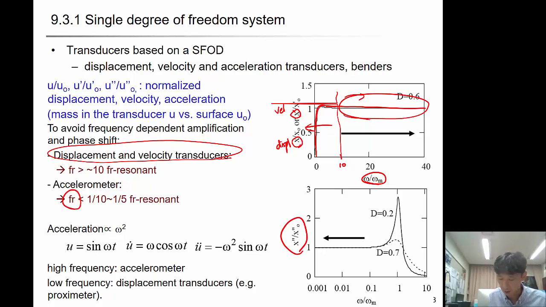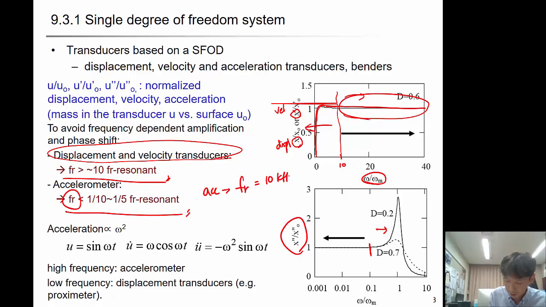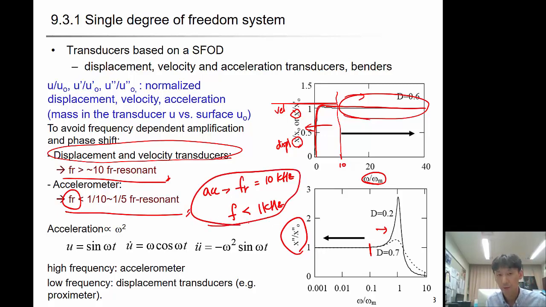For the accelerometer, this is a typical accelerometer response, and you can see that the range of the frequency for the measurement should be less than a tenth of the resonant frequency. So as you go near the resonant frequency, your response will be amplified because of the amplification in the resonance of your acceleration. So these two are different responses. So when the accelerometer says the resonant frequency is like 10 kilohertz, then if your measurement is less than 1 kilohertz, this is safe.